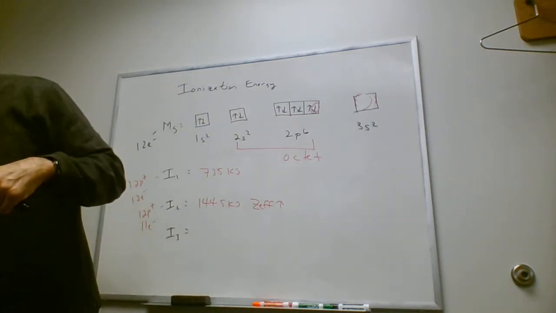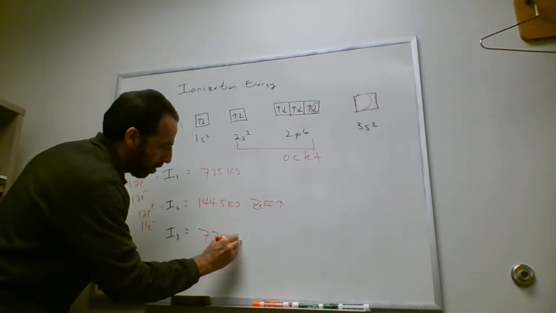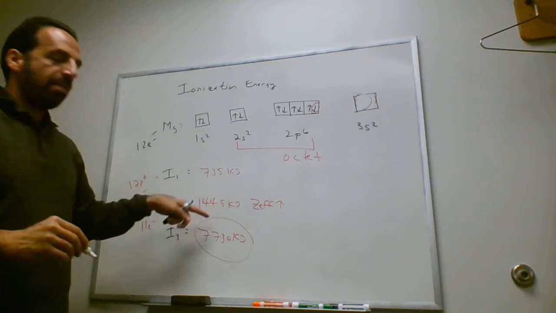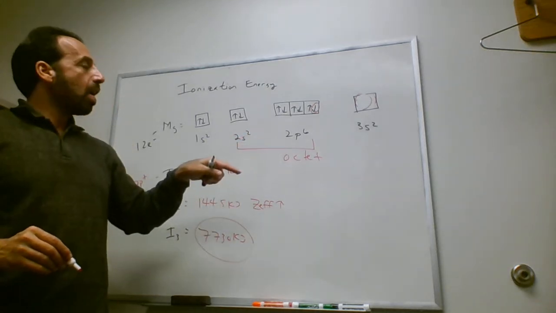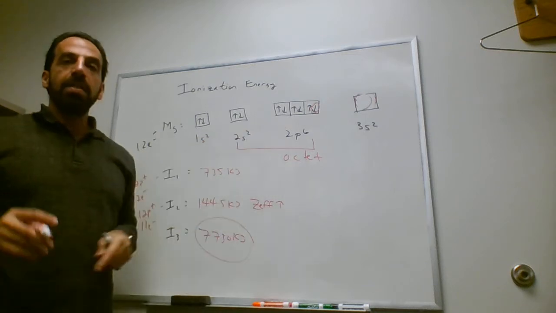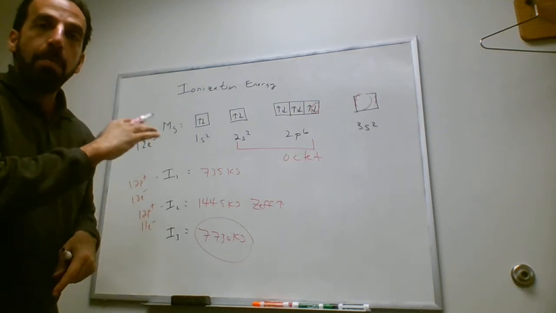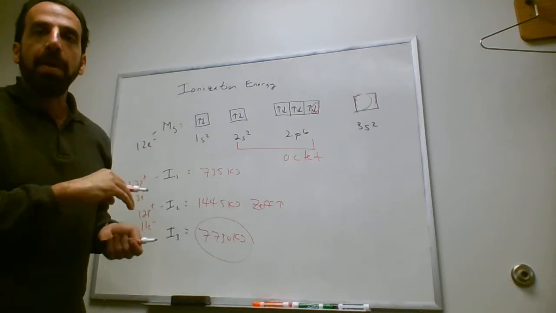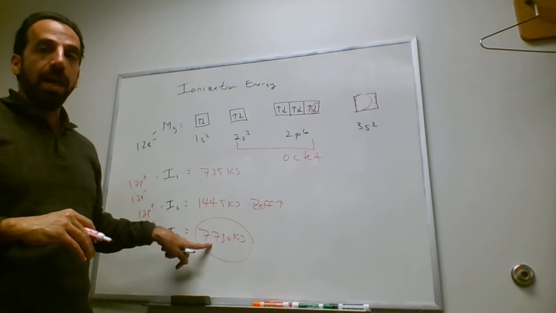In fact, when you do that, let me take a look. It jumps up to 7,730 kilojoules. So you're talking 7 times higher now because you have this full valence shell. So whenever you're trying to remove an electron from a full valence shell, so 2s2, 2p6, electrons don't like to be removed because that's a very stable atom in this case. So the ionization energy is going to increase a lot.